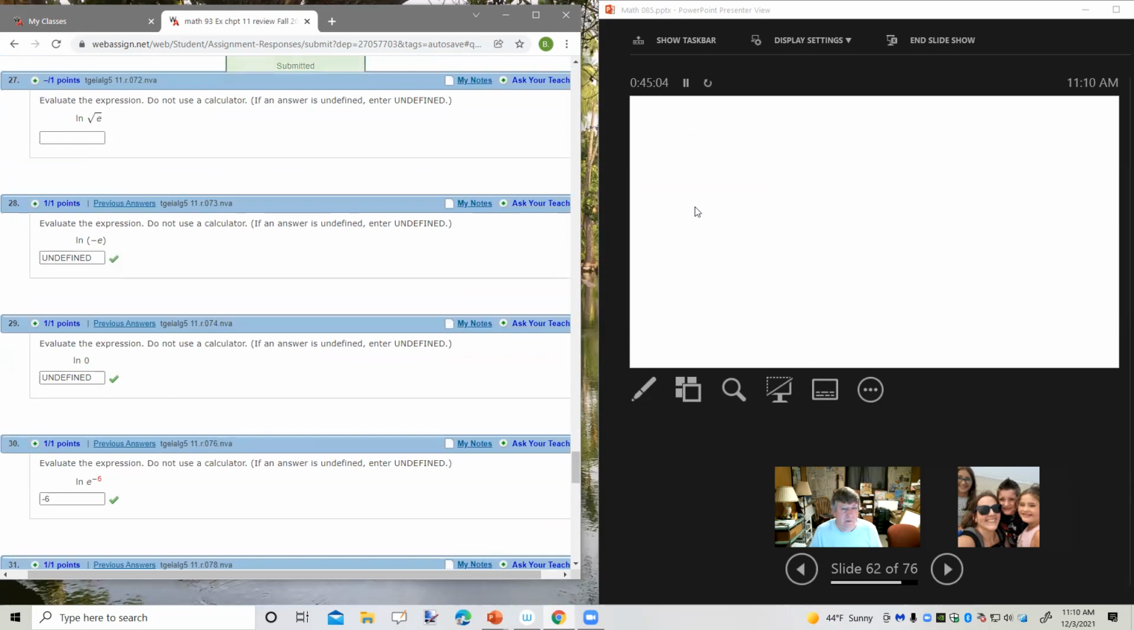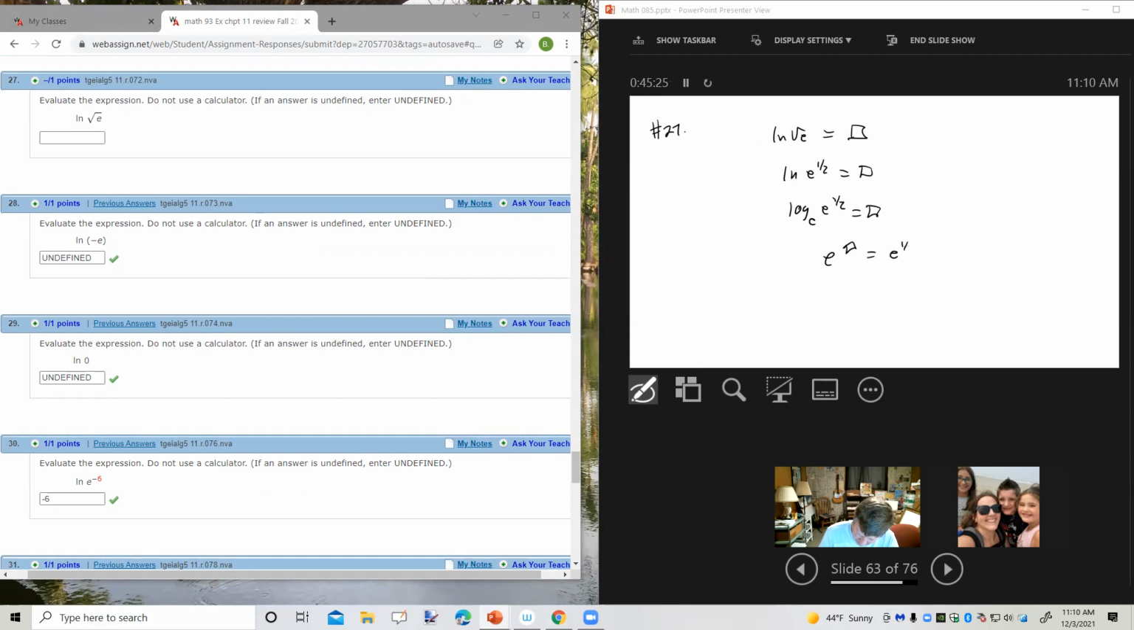Let's do this one. We might get through all of them yet. The natural log of the square root of e. Well, that's the natural log of e to the 1/2 power, or log base e of e to the 1/2 power. And we'll set that equal to some unknown. So changing it into an exponential equation, the box equals 1/2.